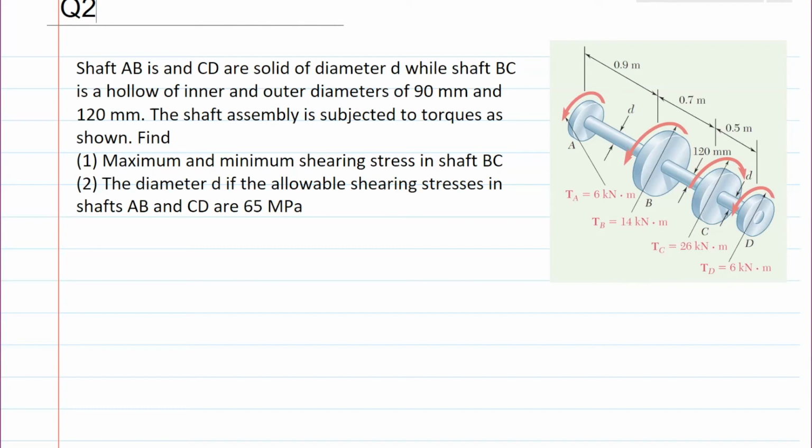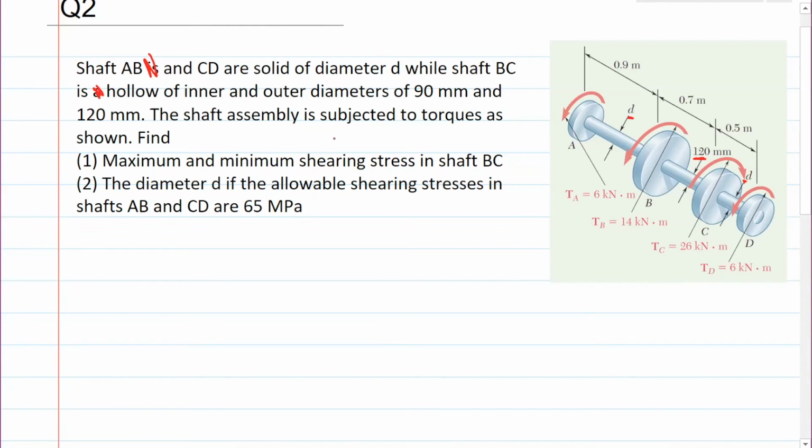Okay, let's read through the question. So shafts AB and CD are solid of diameter D. You can see here D. While shaft BC is hollow, of inner and outer diameters of 90 millimeters and 120 millimeters. So 120, and you can't see the 90 mm, but that's the inner diameter.